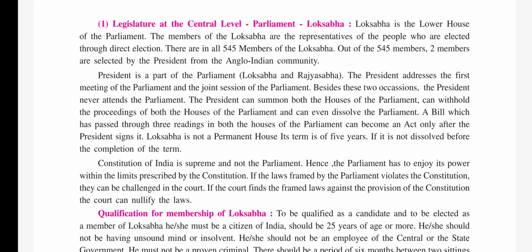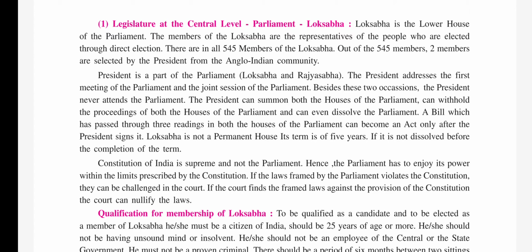President is a part of the parliament. Lok Sabha is not a permanent house. Its term is of 5 years.